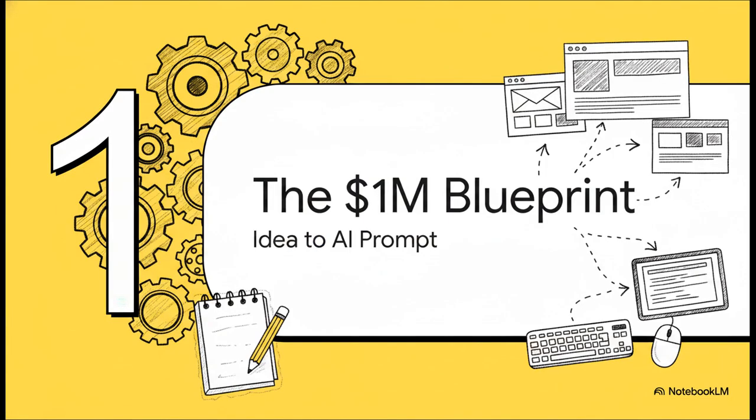Section 1, the $1 million website blueprint from idea to AI prompt. So the crucial point here is that before any magic happens, we absolutely have to do our prep work. This is all about going from a blank slate to a highly effective AI prompt. Because in the world of AI web development, your instructions are your code.